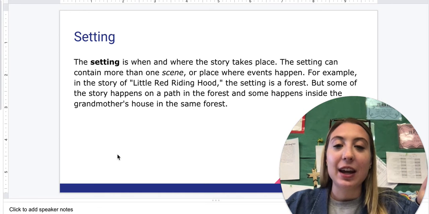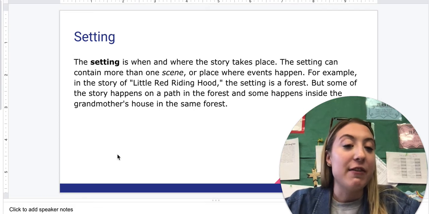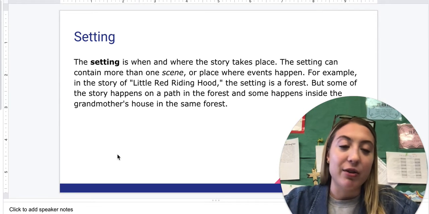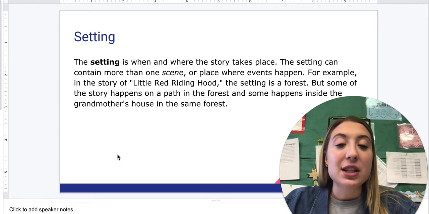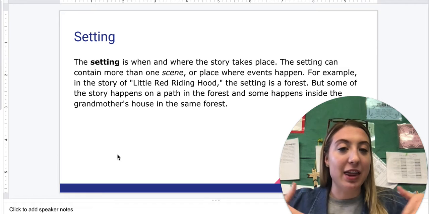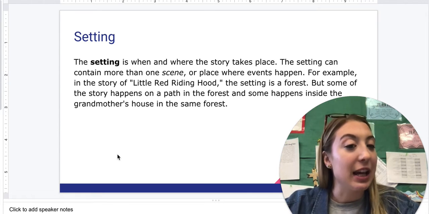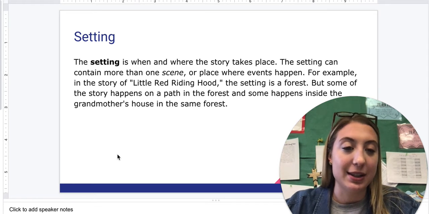So remember, the setting can be more than one scene or more than one place, and it's where everything happens. So for example, in the story Little Red Riding Hood, which we've talked about, the setting is a forest, but some of the story happens on the path in the forest and some inside the grandmother's house in the same forest. So the story can be in multiple places.